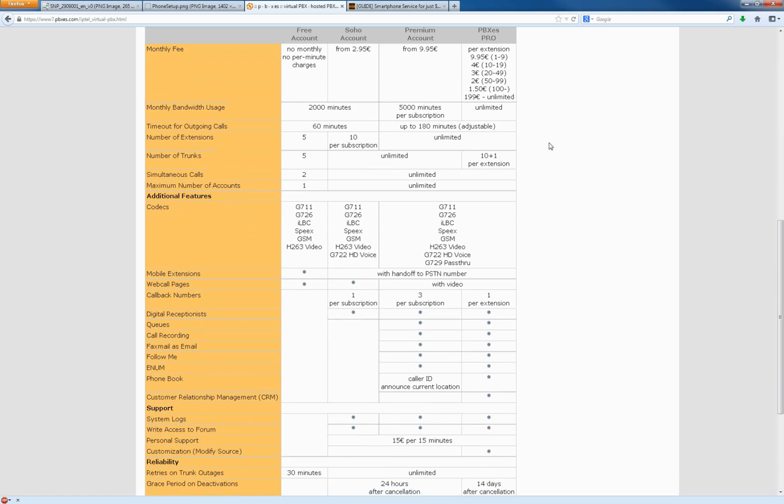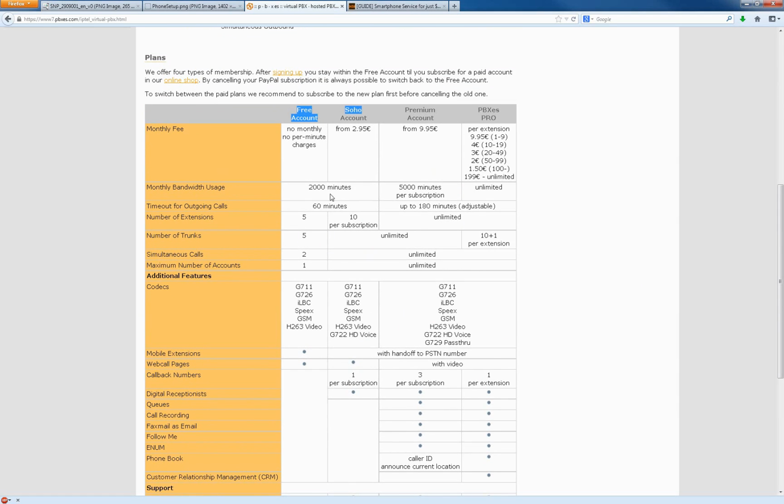PBXes offers a free account for anybody right here, but there are some limits. You only have 2,000 minutes per month. I mean, you're probably not going to go over that anyway. But one of the big problems is the timeout for outgoing calls, 60 minutes. That means if you're on the phone with somebody for 60 minutes, it's just going to cut you off. And that's crappy. It only allows a limited amount of codecs, which is audio quality. You don't have access to the HD voice right here, like G722.